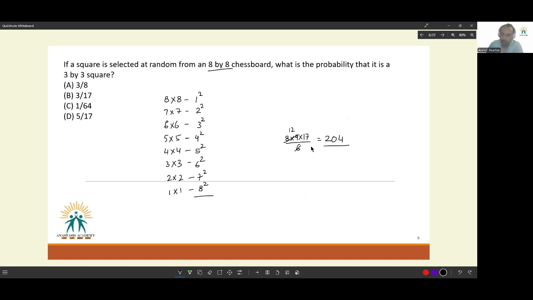This number 204 gets tested very often in placement papers. So anyone who is preparing for placements as well, you can perhaps memorize this number. 1296 is the number of rectangles, 204 is the number of squares on the chessboard, standard chessboard.